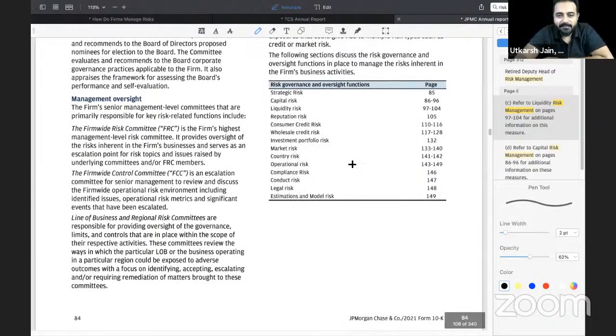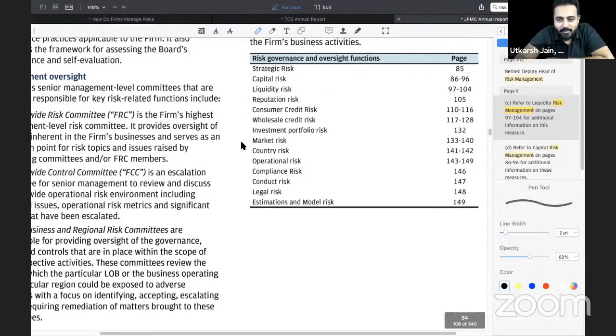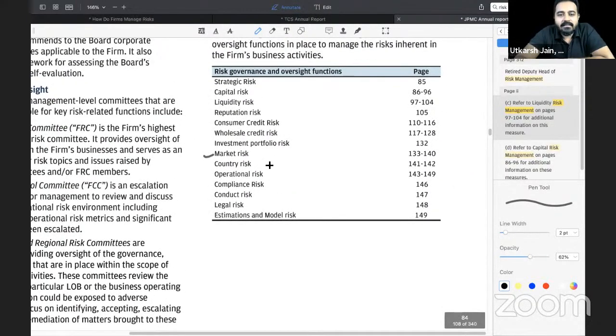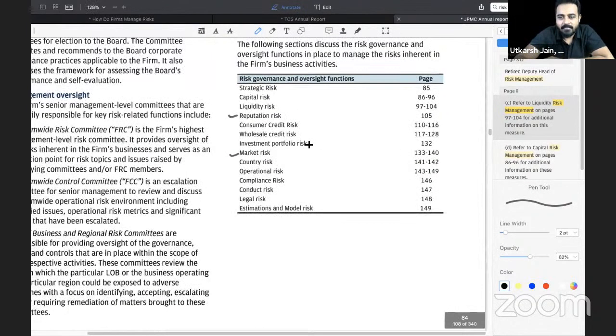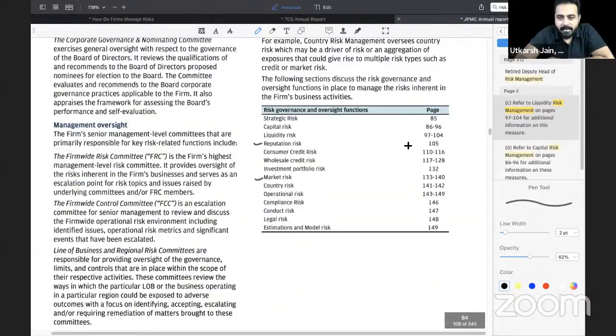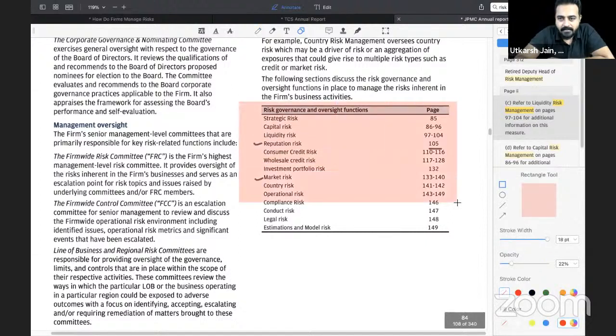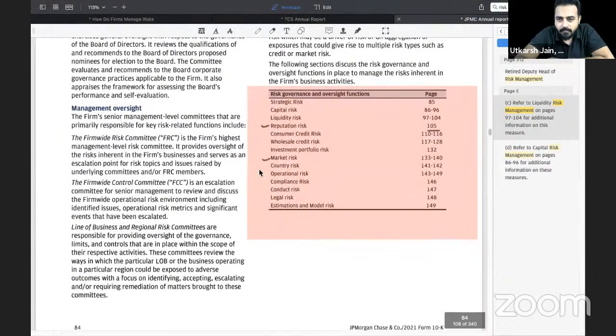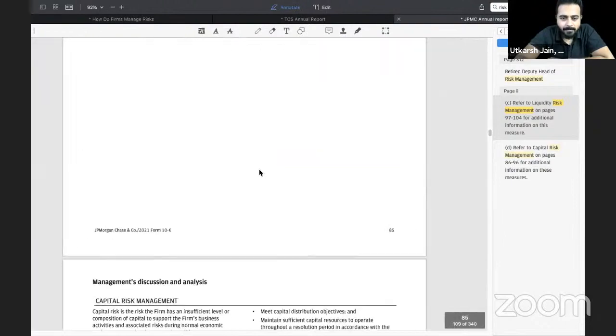We'll read some of them, not all. I think it will be cool to read market risk. So we'll read certain parts of market risk. It would be interesting to read the reputation risk. So maybe we'll read these two, and then we'll see if anything else comes across. So page number 105. Let me just highlight this here. Okay, so page number 105 for reputation risk.